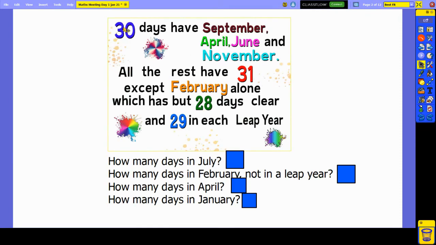First of all, we're going to have a look at our months of the year. So sing along with me. 30 days have September, April, June and November. All the rest have 31 except February alone, which has but 28 days clear and 29 in each leap year.